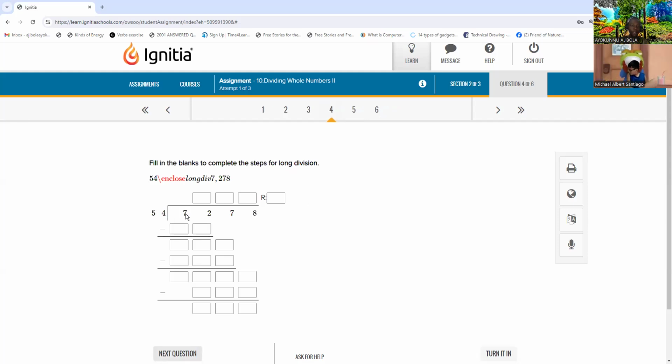So number 4. 54 cannot divide 7. So in 72, 54 can go once. Then I have 54. So what is 72 minus 54, Miggy? 72 minus 54. That is 18. Okay. Then you bring down the next digit, Miggy.